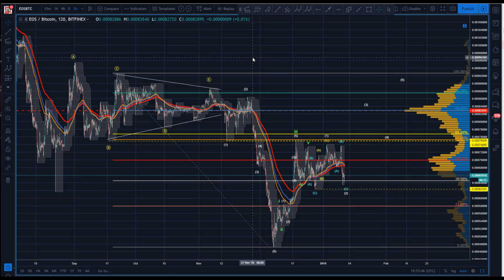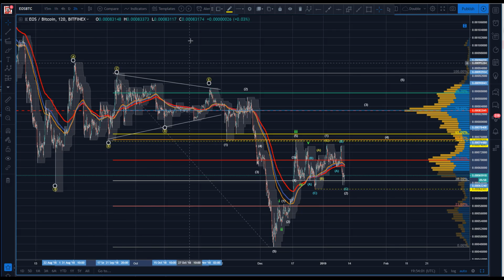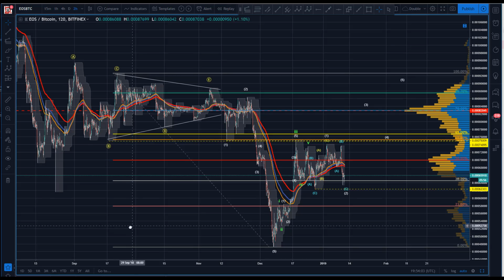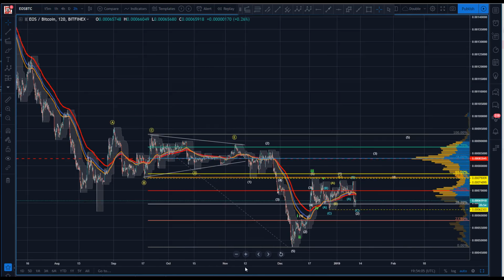It's Friday afternoon, the 11th of January here, and we're going to wrap up with a look at EOS to Bitcoin. This is by request from the members here. So this is a tough one. This is a bit why I'm a bit late here getting this done. This is very challenging here because there's just a couple of different ways this could play out.